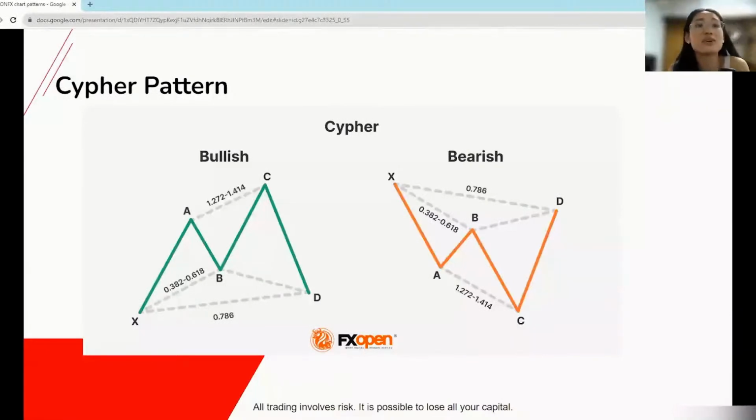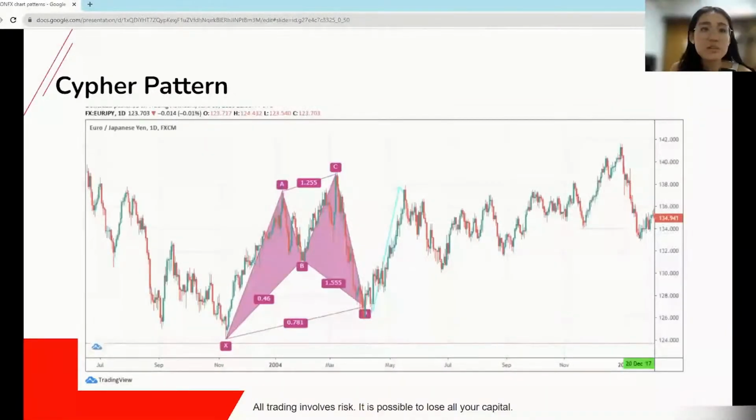So here's an example of a cipher pattern. The cipher pattern uses 38.2% to 61.8 for XB, 127.2 to 141.4 for your AC, and for XD, 78.6. And bearish is the opposite of that. Okay, so here is what a cipher pattern looks like on the chart. So you can see it's a little bit more difficult to identify because you would need to take note of the numbers, but ultimately the theory behind it is still the same.